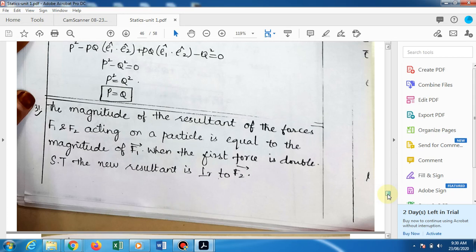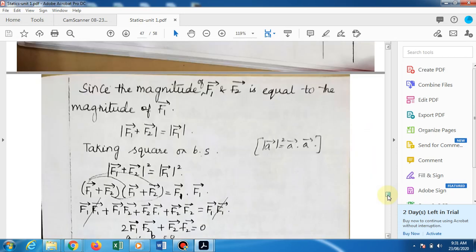Next, you see the next problem. The magnitude of the resultant of the forces F1 and F2 acting on a particle is equal to the magnitude of F1. When the first force is doubled, show that the new resultant is perpendicular to F2. You see the proof.